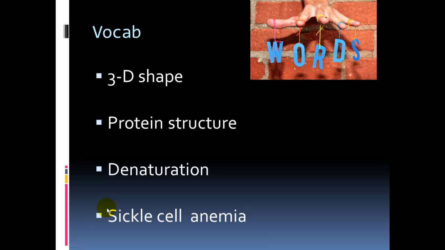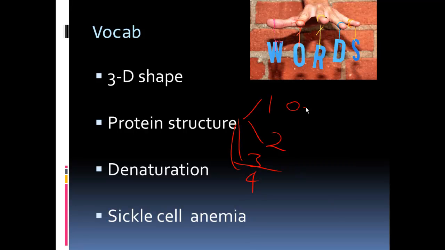So some big ideas, some vocabulary: 3D shape. 3D shape just means its conformation, its overall structure when it is finally built and ready to go to work. Protein structure: we want to recall, if we've forgotten, that there are 4 levels: primary, secondary, tertiary, and quaternary. Quaternary is an optional level. Not all proteins need to have these to function.